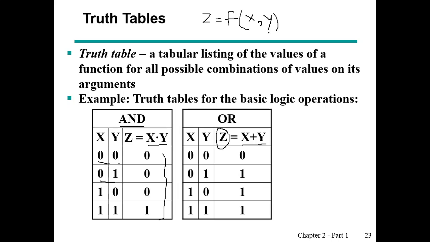Okay. So what are all the possible combinations or values of x and y, its inputs? These are all the possible values of x and y. And what is the output of the function for each possible combination? These are the output values of the function for each possible combination. Okay. So this is a truth table which lists all the possible values of a Boolean function for all the possible combinations of its arguments or inputs.